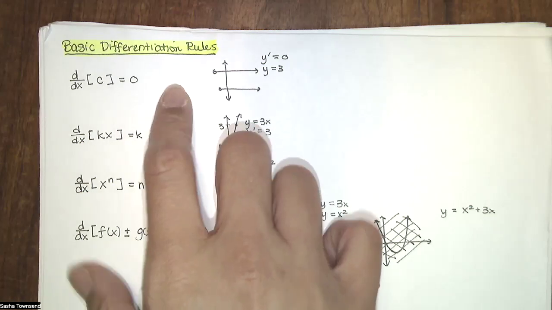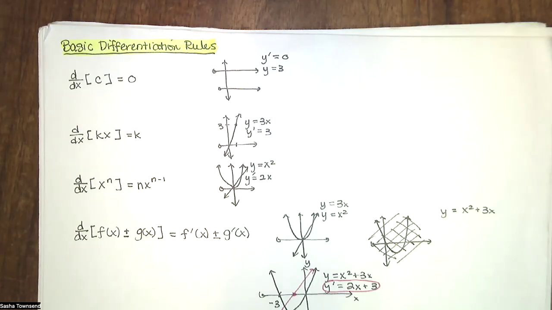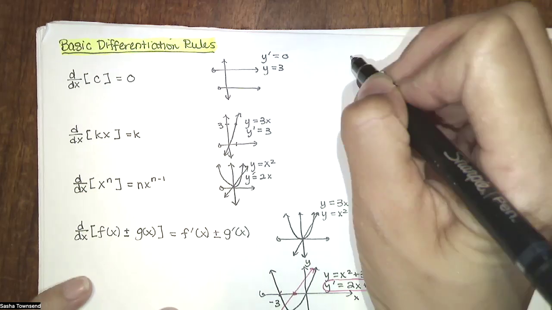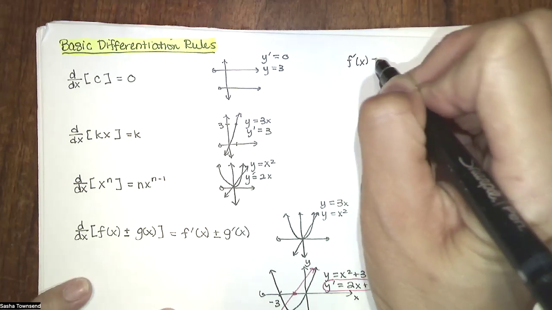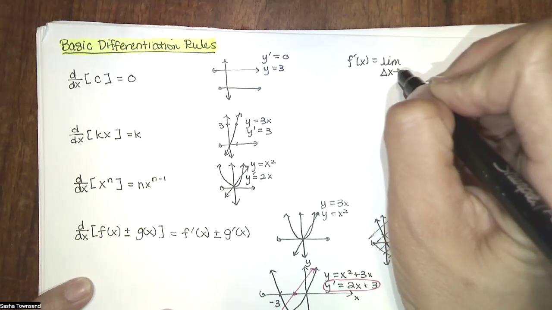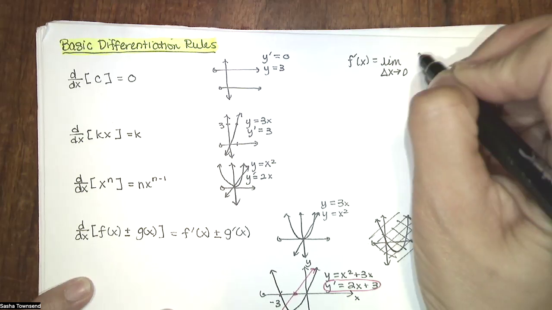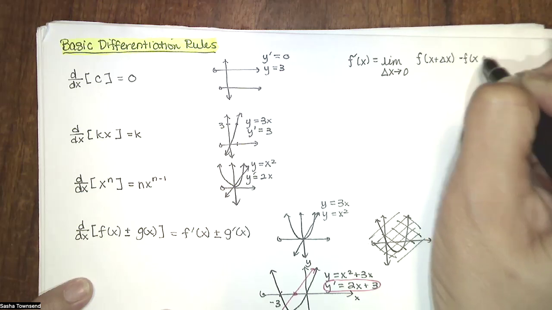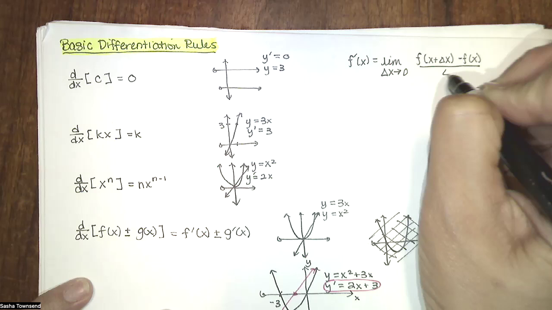In this video, we discuss basic differentiation rules. So basically, we've got this limit definition of the derivative. Well, actually, two limit definitions of the derivative. We know that f prime of x is defined to be the limit as delta x approaches 0 of f evaluated at x plus delta x minus f of x divided by delta x.